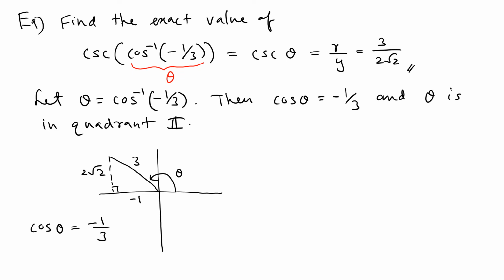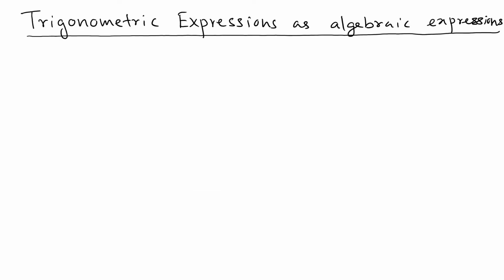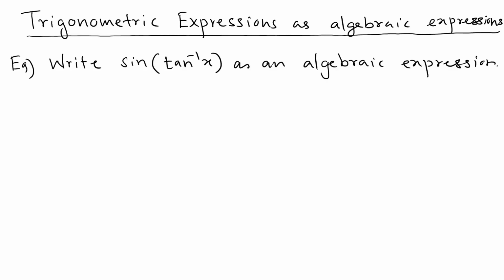Next, we're going to consider the general case where we have not just a value, but some expression like x or y. In this problem, we're going to rewrite certain trigonometric expressions as algebraic expressions. For example, we're going to write sine of tan inverse x as an algebraic expression, so we can rewrite it using only x.